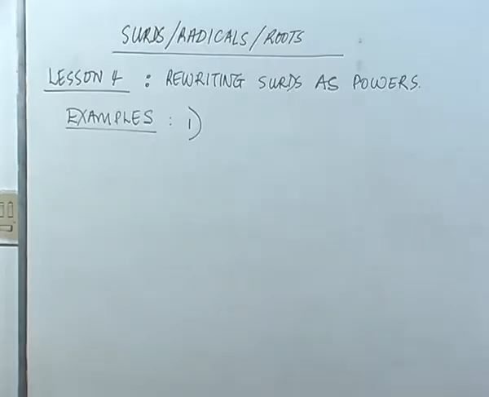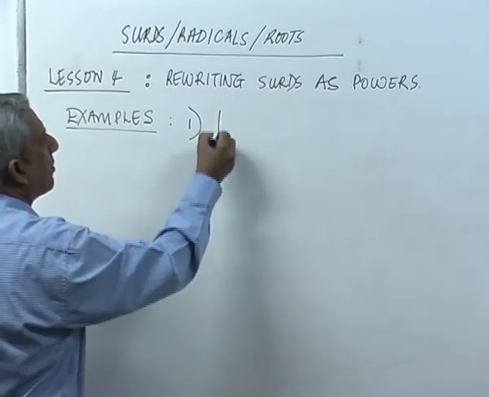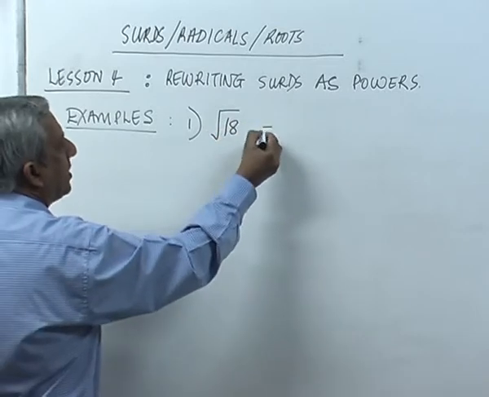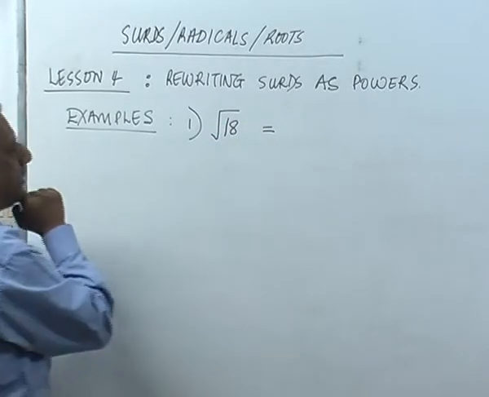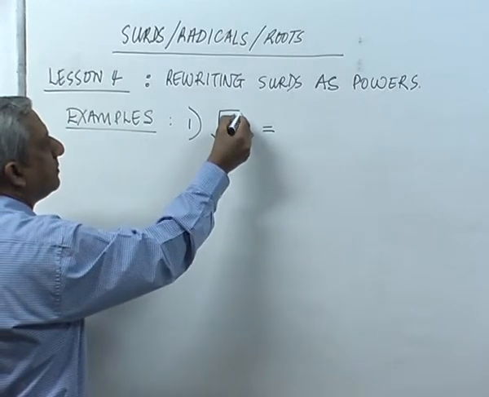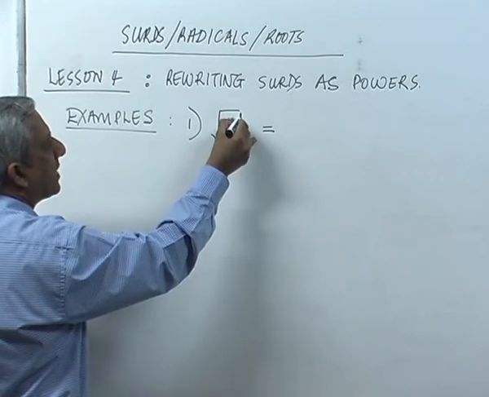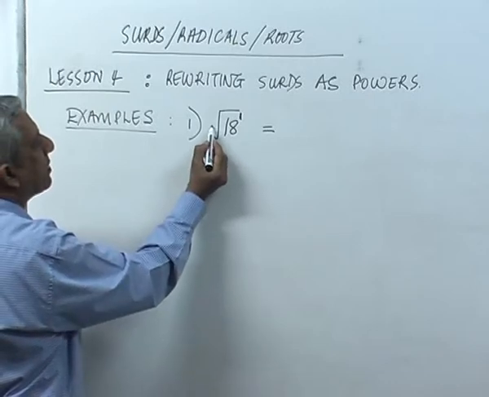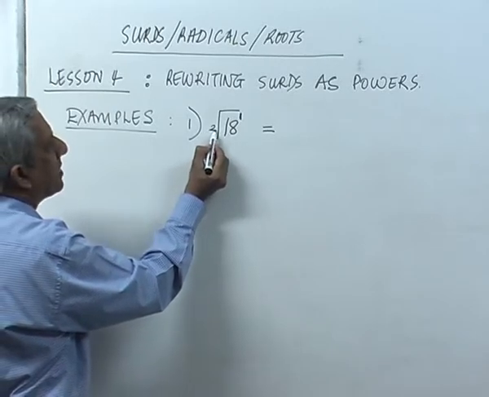Okay, we're in lesson 4 now, and we're going to learn to rewrite surds as powers. For example, if you had a square root of 18, that is in a surd form. Now you want to rewrite this as a power. Now what you must understand is the index 1 is understood here. Now you can write it down. And what you must also understand is that the number 2 is understood here. So you can also write it down.